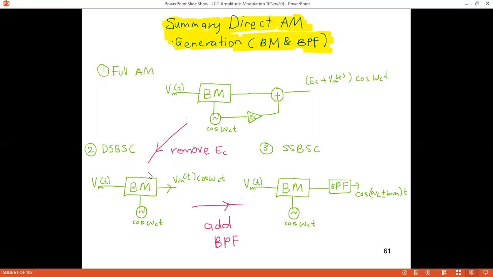And from double sideband suppressed carrier, if we want to produce single sideband, we just add a band pass filter tuned at either FC plus FM or FC minus FM. So after the balance modulator, we just put a band pass filter, and then the output from the band pass filter is our single sideband signal. Okay, so this is the direct method using balance modulator.